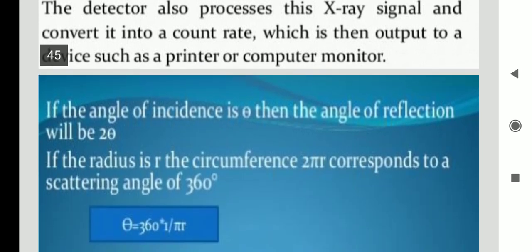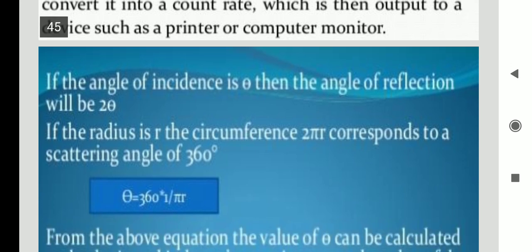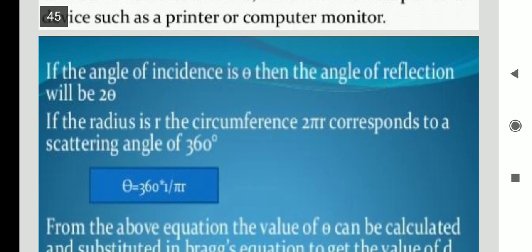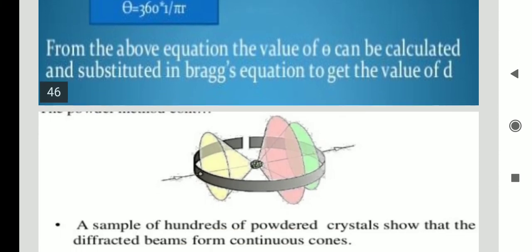If the angle of incidence is theta, then the angle of reflection will be 2 theta. Already in the previous slide we discussed that in X-ray crystallography we consider 2 theta. If the radius is r, the circumference is 2 pi r, corresponding to the scattering angle from the above figure, and theta can be calculated from that equation. From all the previous conditions we evaluate the theta value, which is then substituted in Bragg's equation to calculate the value of d.